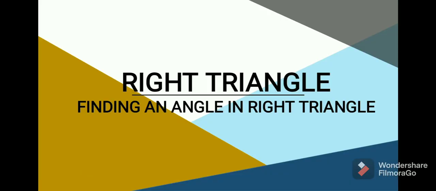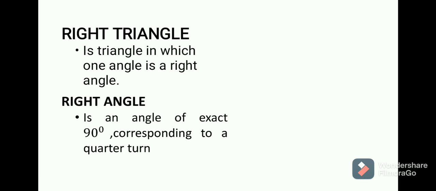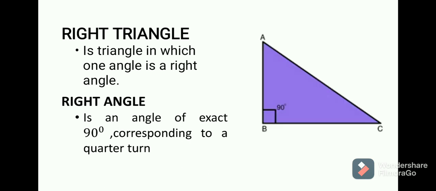Right triangle. Finding an angle in a right triangle. A right triangle is a triangle in which one angle is a right angle. A right angle is an angle of exactly 90 degrees, corresponding to a quarter turn. So this is an example of a right triangle. It has a 90 degrees angle.